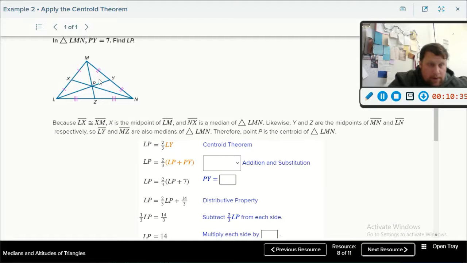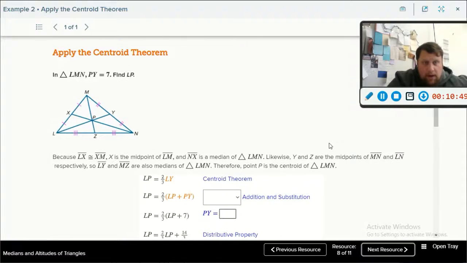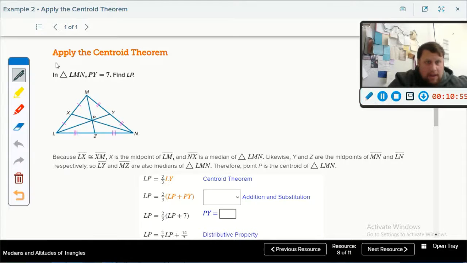Likewise, Y and Z are midpoints. Basically, it's just setting up to say these are all midpoints of the sides respectively. So LY and MZ are also medians of triangle LMN. Therefore, point P is the centroid. Great, we have the centroid. So what we want to do is find LP. Ultimately, what's this asking us to do? It's asking us to find the distance LP, which is not going to be that bad. We do know that PY is equal to 7. This is just what we've been doing, nothing different, so this is what we're looking for.